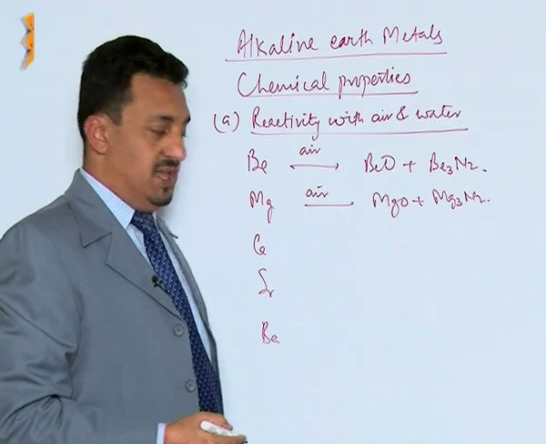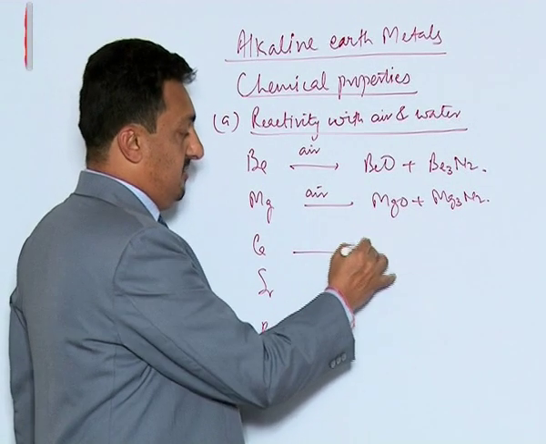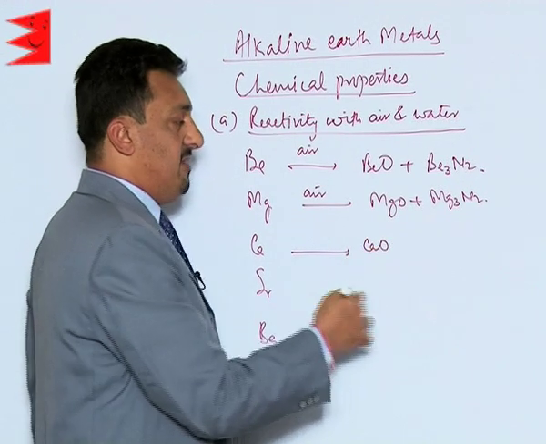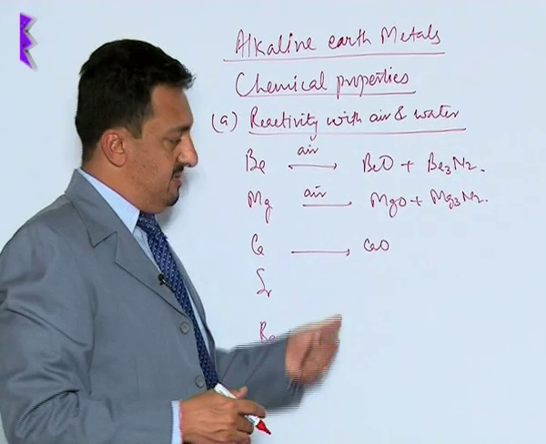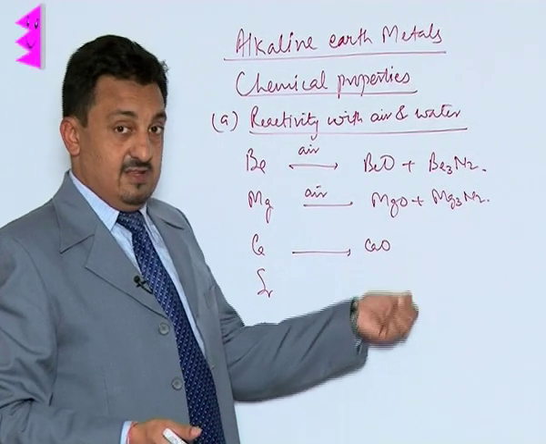Calcium also does this same thing. Calcium easily combines with the oxygen from the air and forms calcium oxide and a small amount of calcium nitride, and this tendency of formation of nitride decreases down the group.